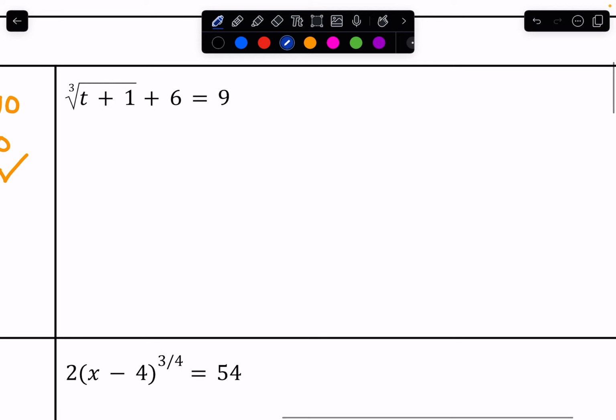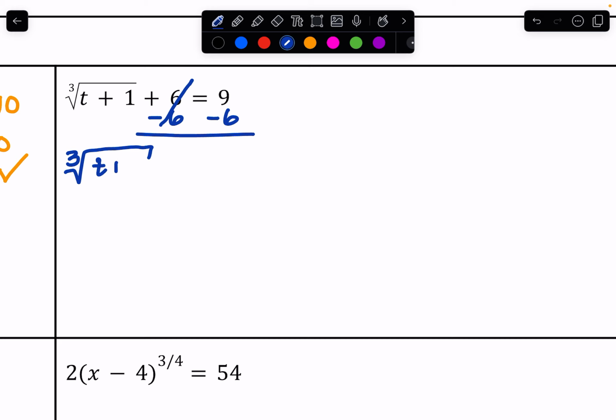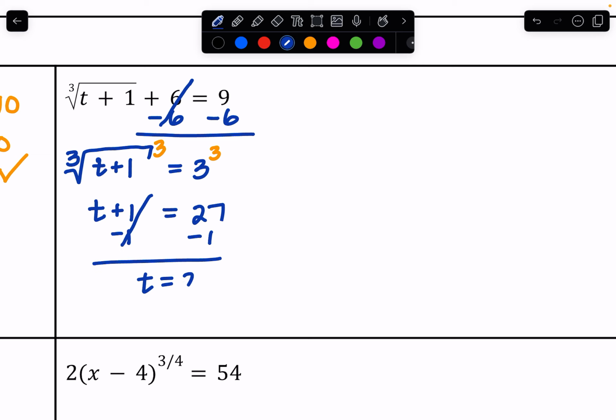All right, for this next problem, we have the cube root of t plus 1, plus 6 equals 9. The first thing I want to do is get the cube root by itself, so I need to get rid of the 6. I'm going to subtract 6, and I get the cube root of t plus 1 is equal to 3. The inverse of cube root is cubing, so I'm going to cube both sides, and that leaves me with t plus 1 equals 3 times 3 times 3, which is 27. I'm going to subtract 1, and I get t equals 26.